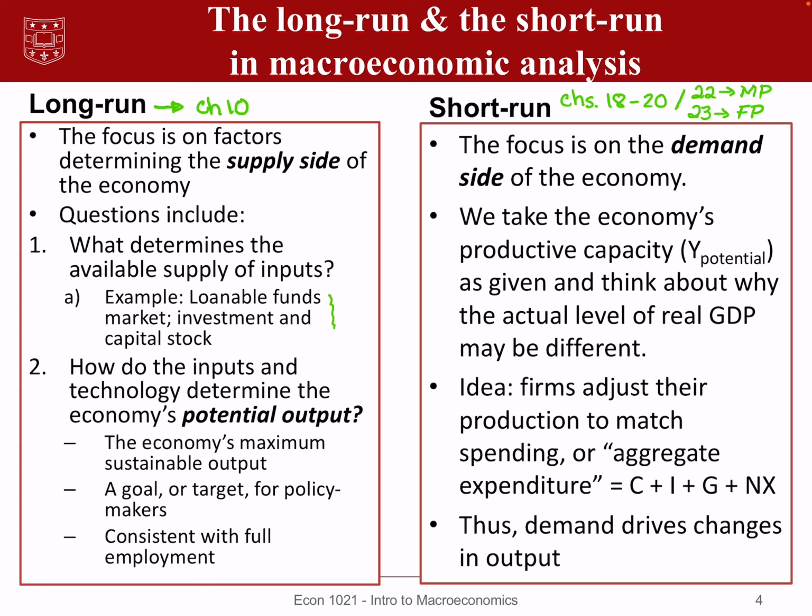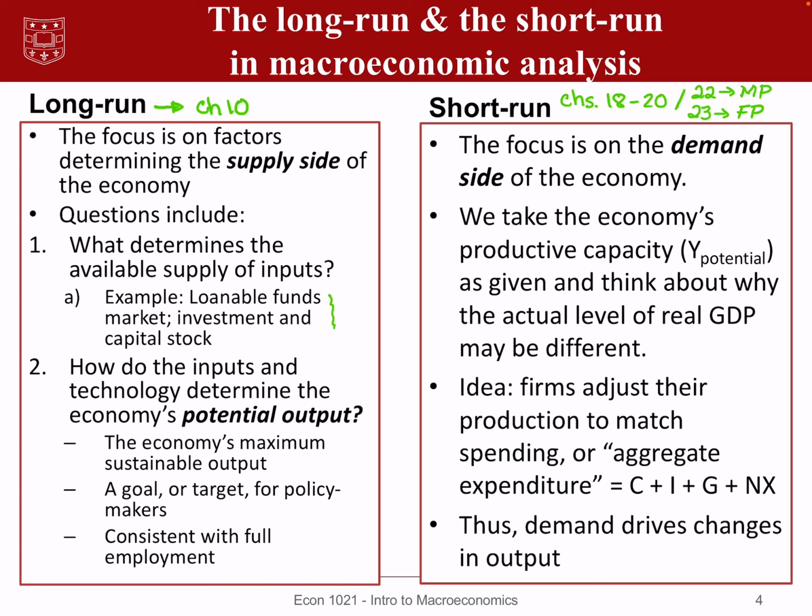When we are talking about the macroeconomy in the short run, our focus is on the demand side of the economy, and we're taking the economy's productive capacity, in other words, the potential level of gross domestic product, as given. And what we will think about in this context is why we might observe an economy in equilibrium at a level different from that potential level of gross domestic product.